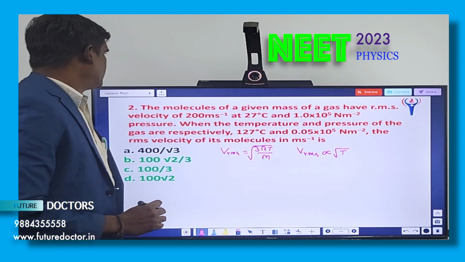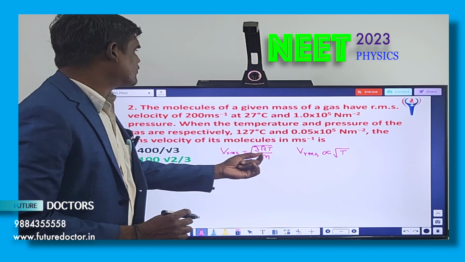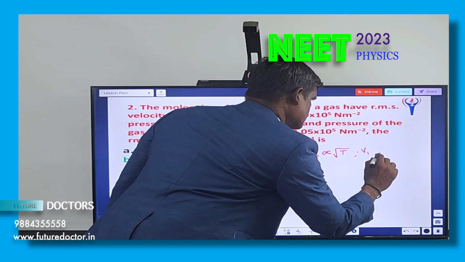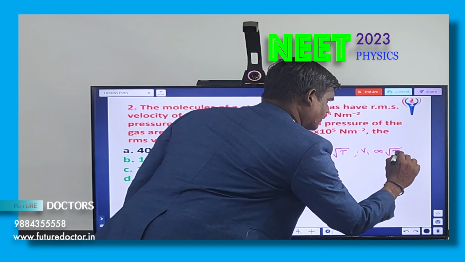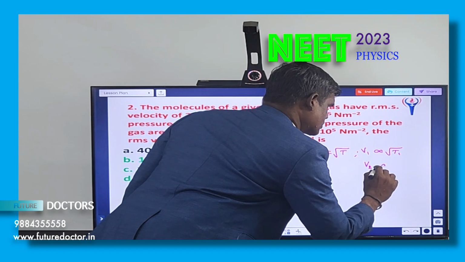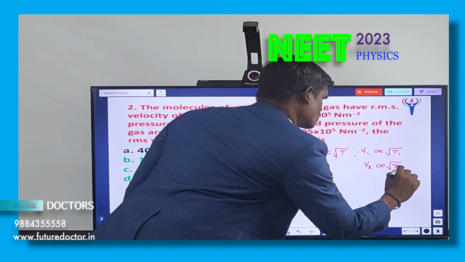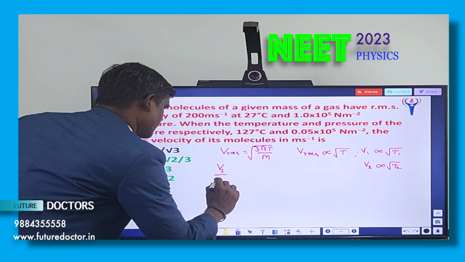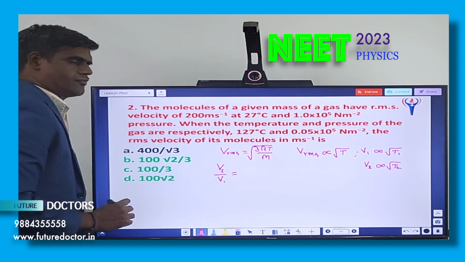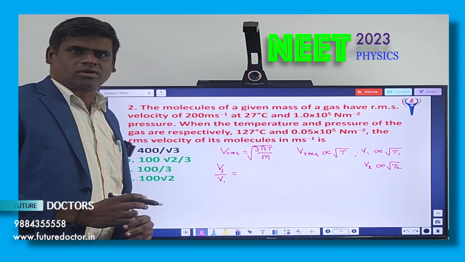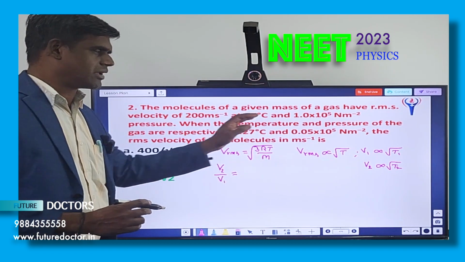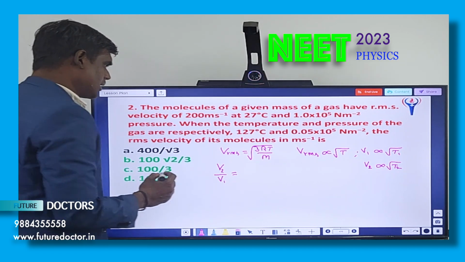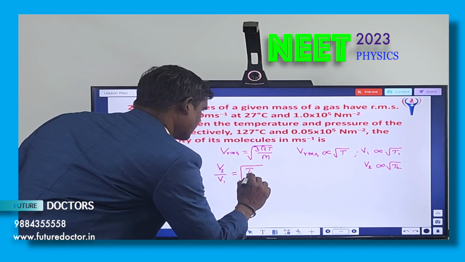Okay. Then we will keep the first one as V1 is proportional to square root of T1 and V2 is proportional to square root of T2. And we want to find V2 by V1. V2 by V1 equal to, by taking the ratio, proportionality will be removed. That constant will be getting cancelled. So by removing proportionality, we can keep the equal sign. Then equal to square root of T2 by T1.